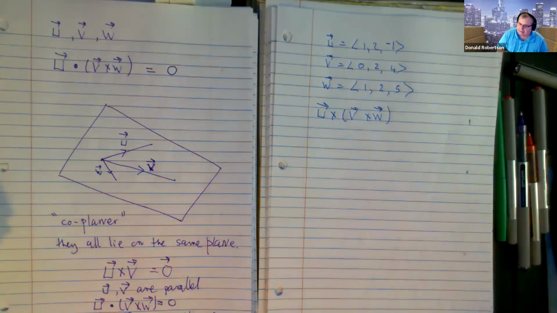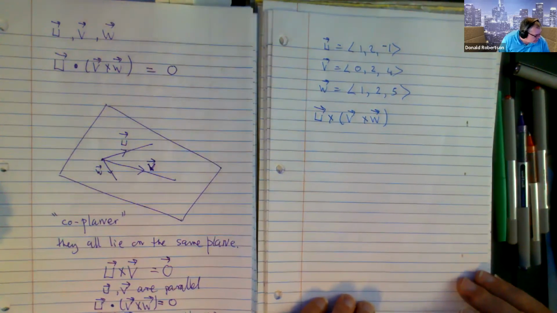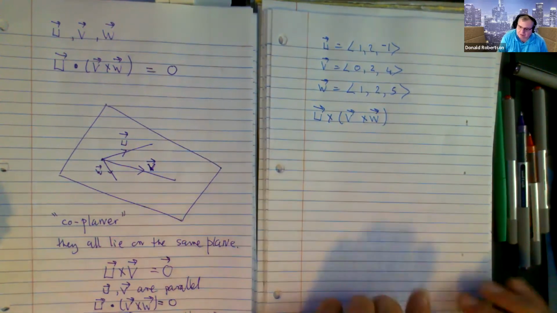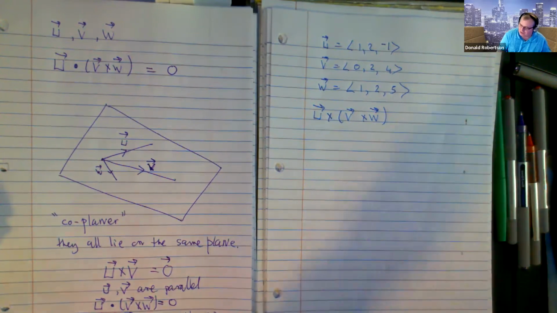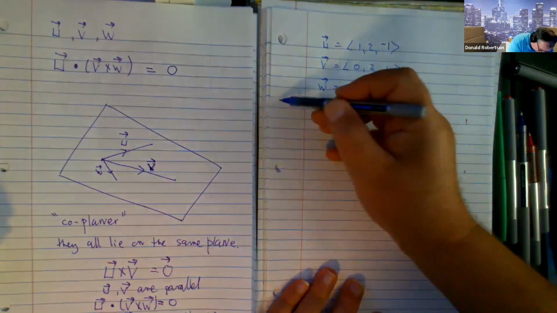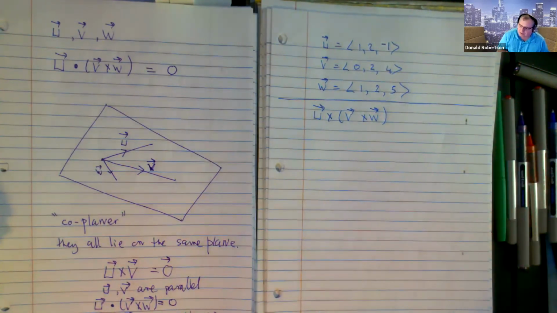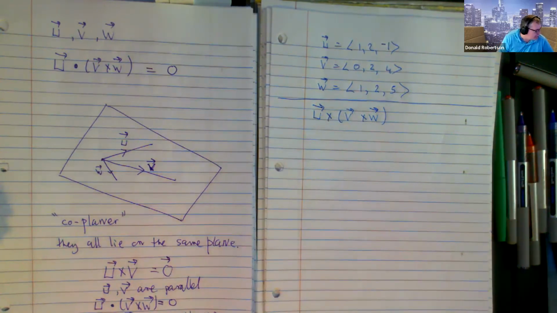I'm trying to think of a reason why I would want to find such a thing, but for the life of me, I can't think of a good reason, except that you do get asked to do them. So let's figure out how you do it. If you were going to calculate this, you need a game plan, right? I'm going to do this first, and then I'm going to do that. Based on what you're looking at here, what do you think would be the game plan? What do you think you would do first?